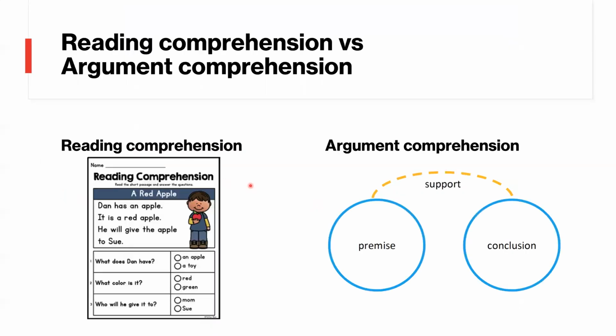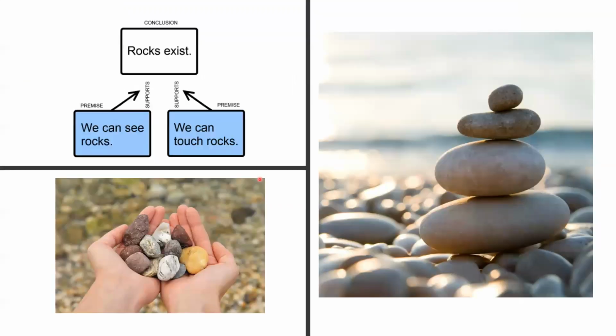That's more along the lines of a reading comprehension answer. I understood what I read. Dan has an apple. Here's a red apple. What does Dan have? An apple. We're not looking for that; you can read it. We want to know that you understood the argument. What were the arguments being made? What were the premises, and what was the conclusion? That's really what's important. Here's an example where you could say rocks exist.